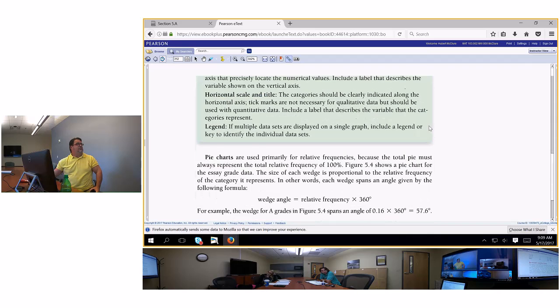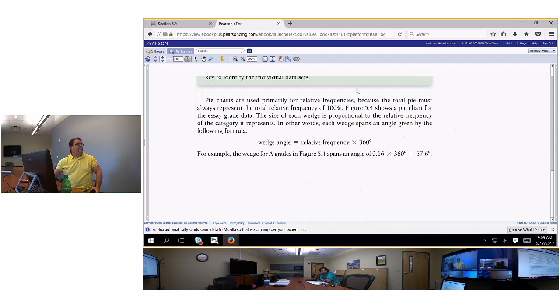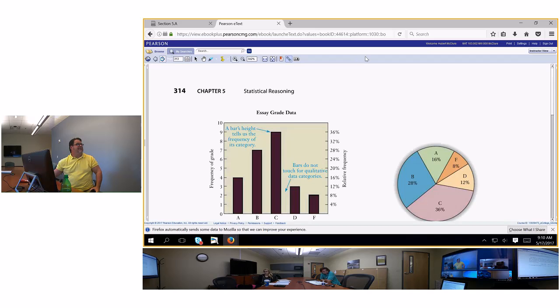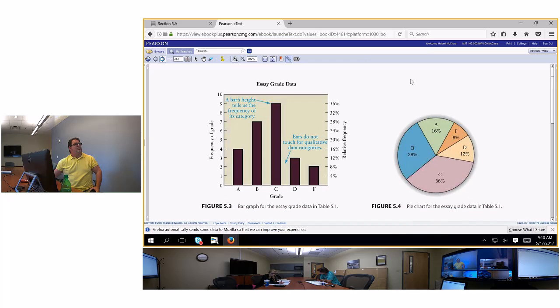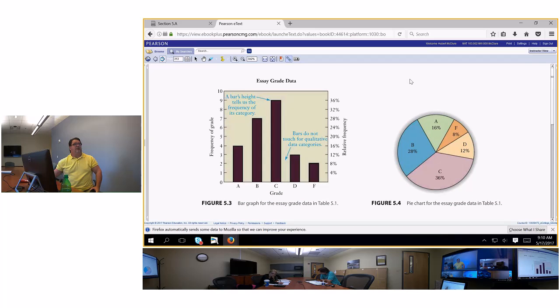Make sure you understand bar graphs and pie graphs. I'm not going to spend too much time on that because most of y'all should have had Algebra 1 and Algebra 2. Y'all should know what a bar graph is versus a pie graph. So make sure you make a note of that.